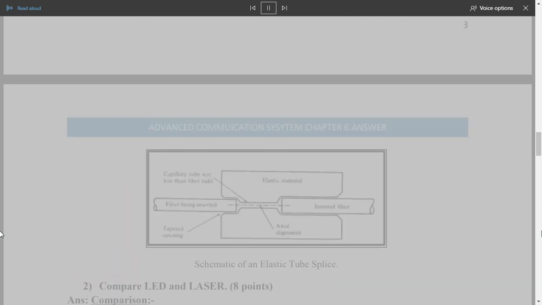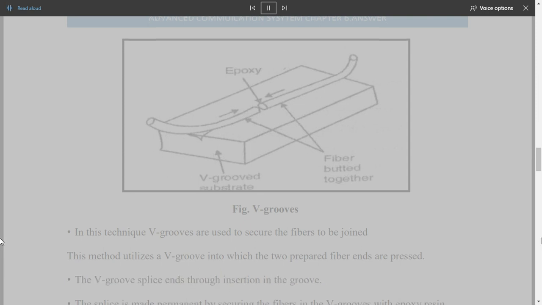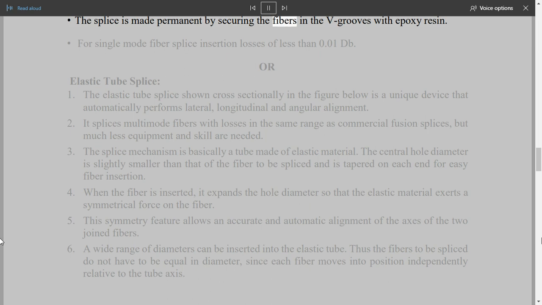Advanced Communication System, Chapter 6. Answer: In this technique, V-grooves are used to secure the fibers to be joined. This method utilizes a V-groove into which the two prepared fiber ends are pressed. The V-groove splice ends through insertion in the groove. The splice is made permanent by securing the fibers in the V-grooves with epoxy resin. For single-mode fiber splices, insertion losses of less than 0.01 dB.